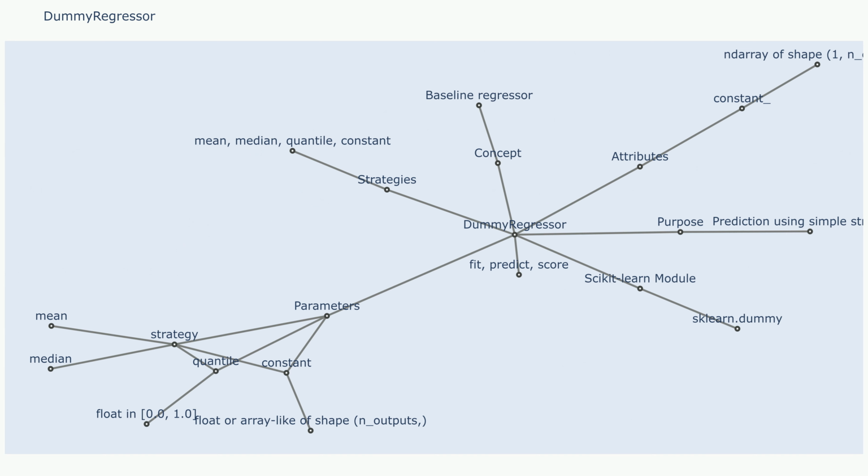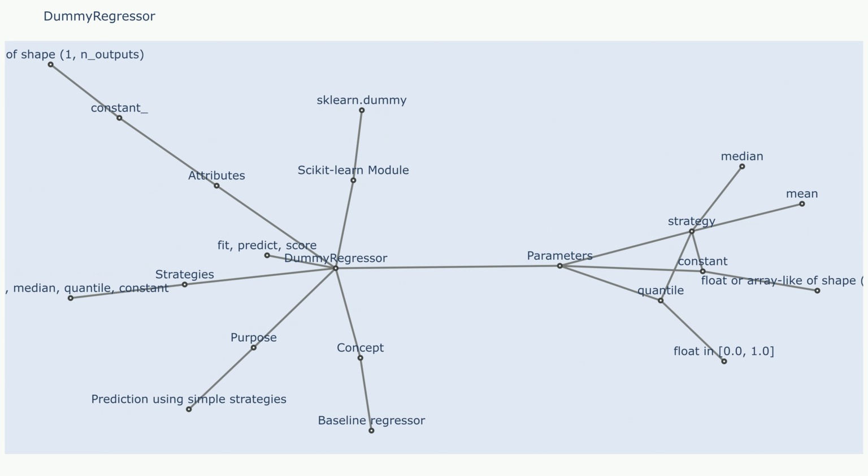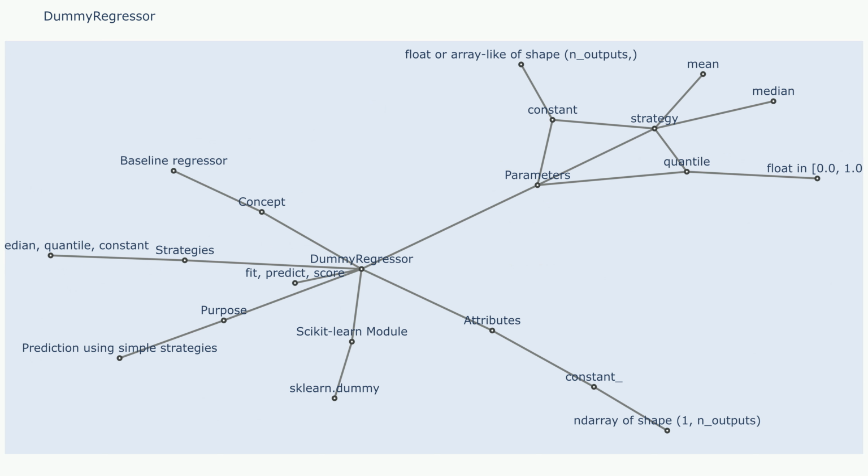Key parameters. Strategy (string) specifies the strategy for making predictions. Constant (float): the constant value to predict when using the constant strategy. Quantile (float): the quantile to predict when using the quantile strategy. Example. Python. from sklearn.dummy import DummyRegressor. from sklearn.model_selection import train_test_split. from sklearn.datasets import load_diabetes.